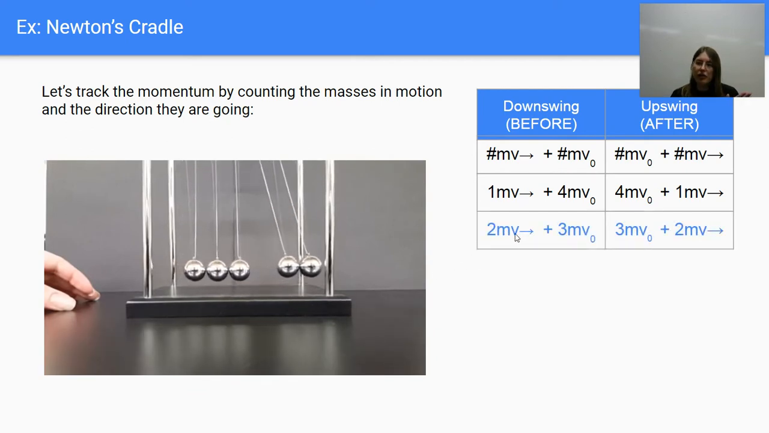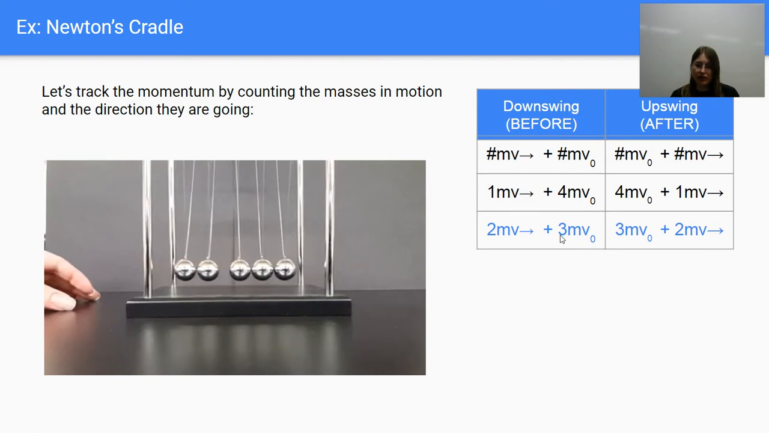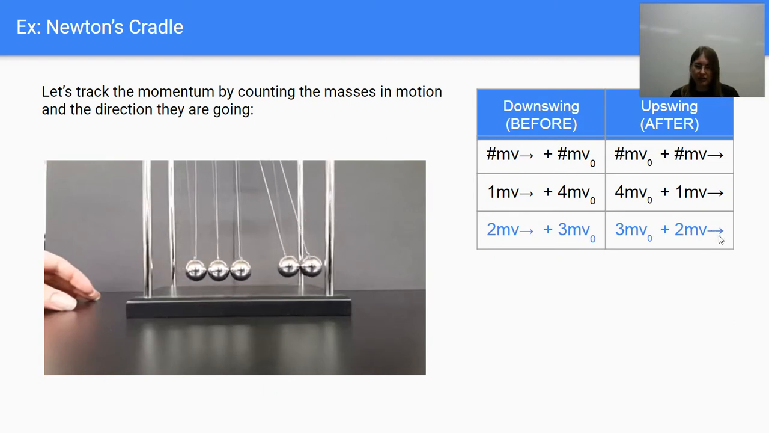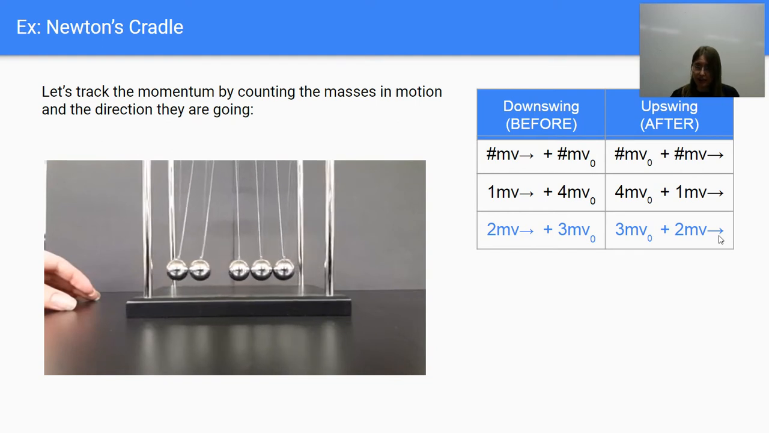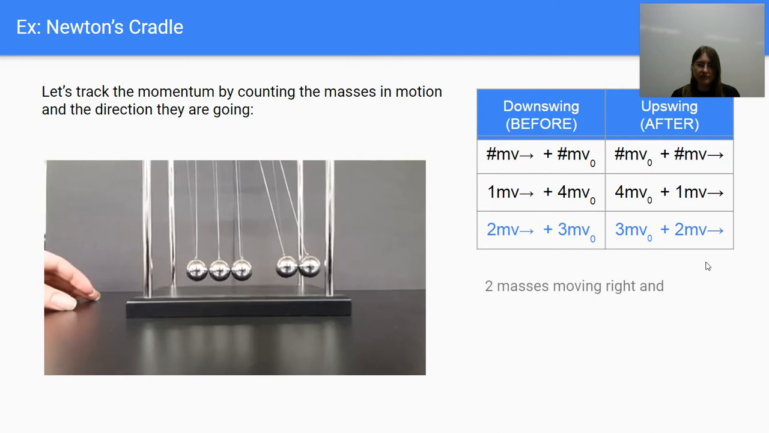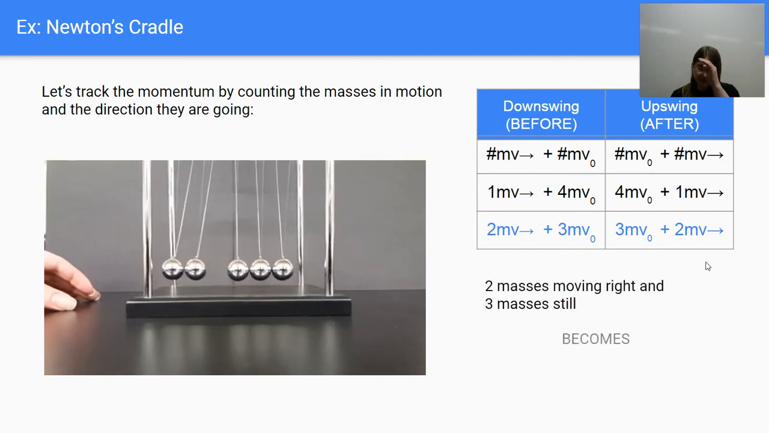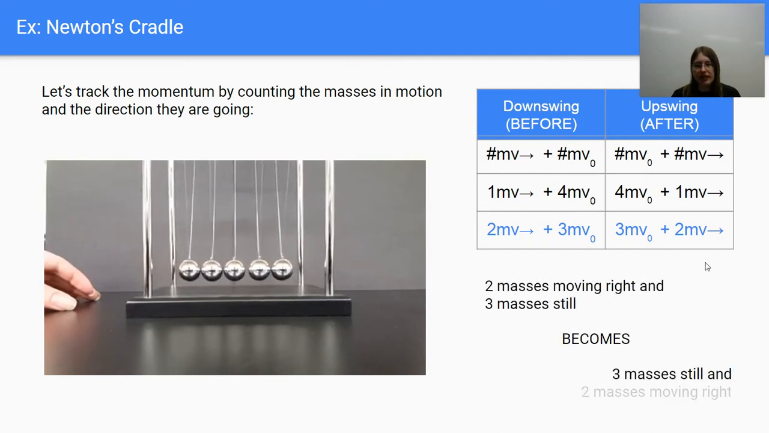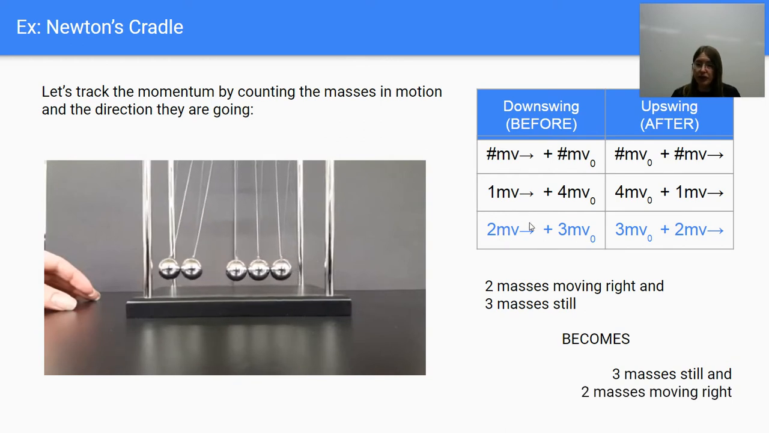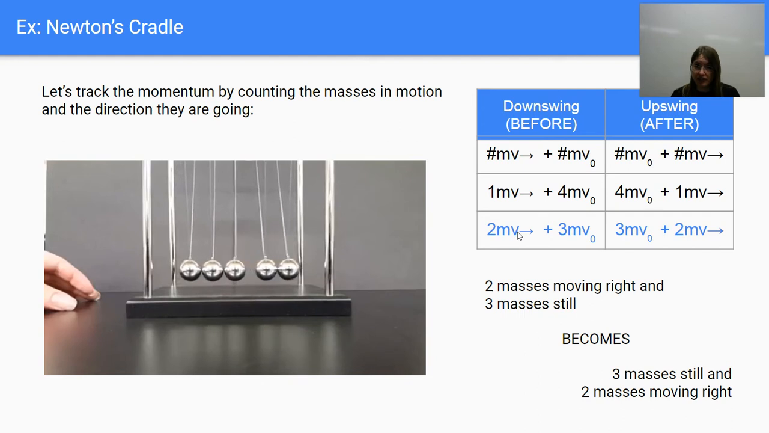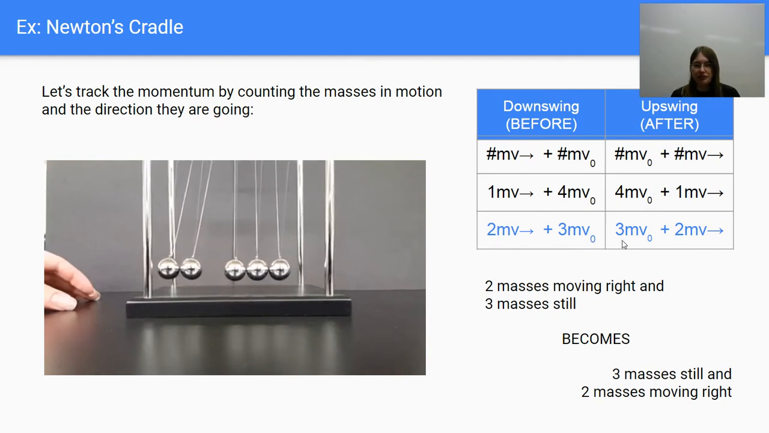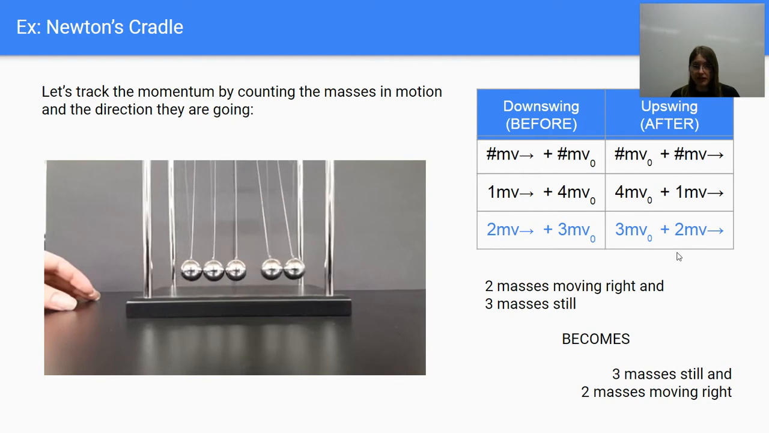Okay, so 2 are in motion to the right, plus 3 still, and that turns into 3 still and 2 in motion to the right. It's a different 2 in motion, but there's still only 2 in motion. And this is that in words, for those of you who need words instead of the math notation. But we are doing the math notation, so you see this whole momentum piece, right? The mass and the velocity. 2 to the right, 3 not moving. 3 not moving, 2 to the right.